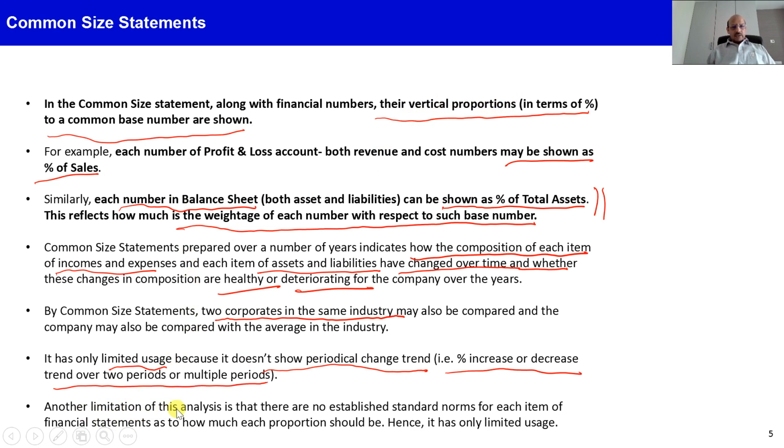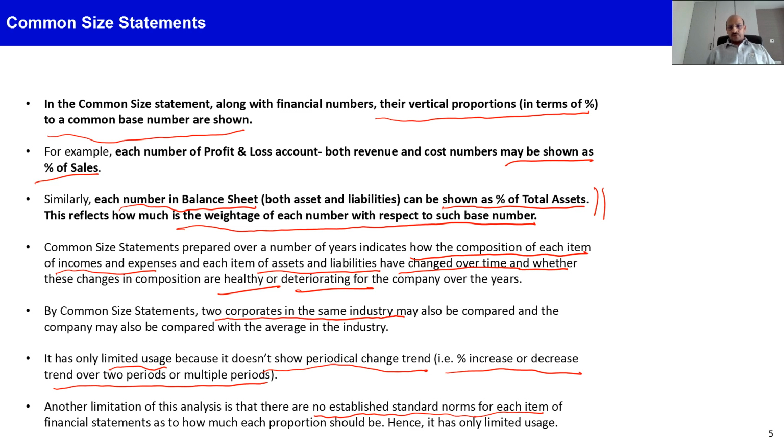Another limitation of this analysis is that there are no established standard norms for each item. So you can't say that COGS or cost of goods sold should be a certain percentage of sales number. There are no standard norms for that. Similarly, the current assets should be so much percentage of total assets.